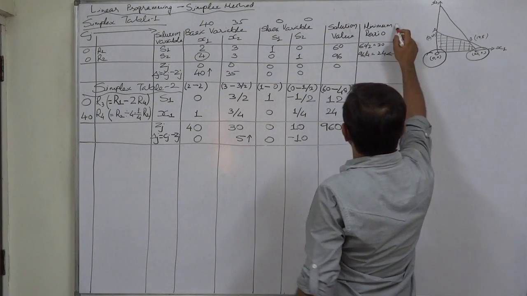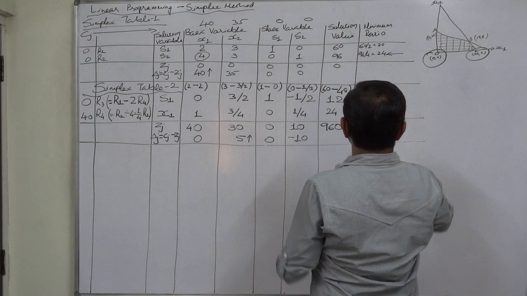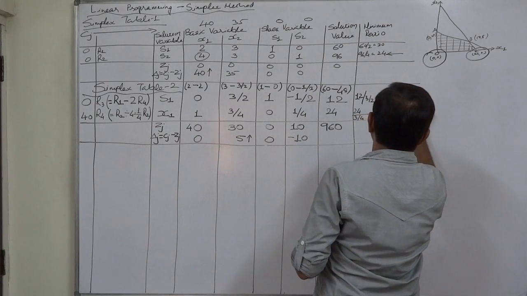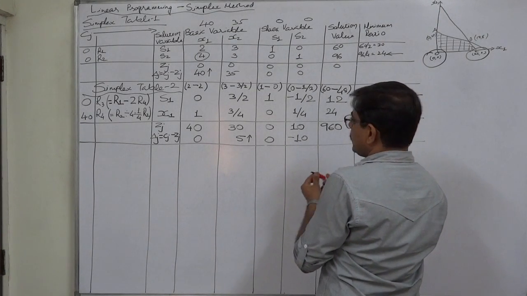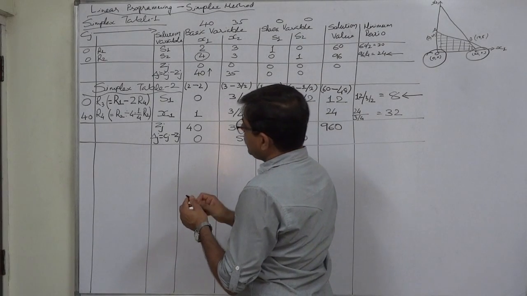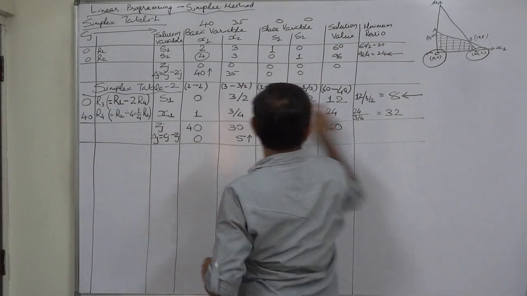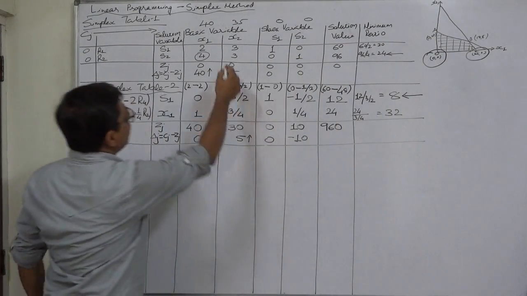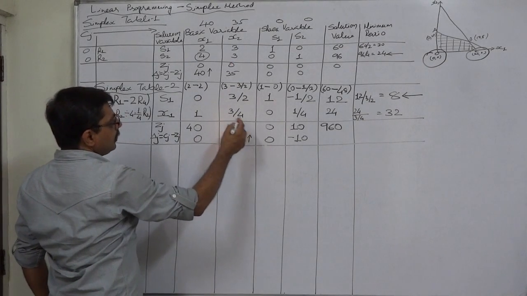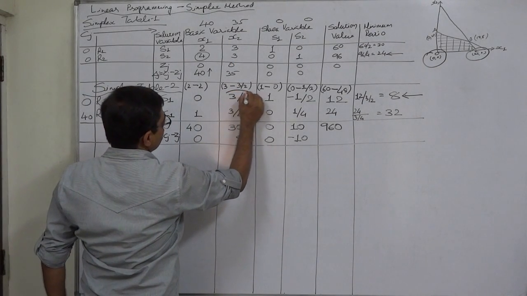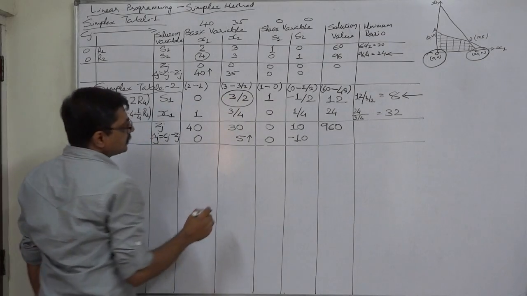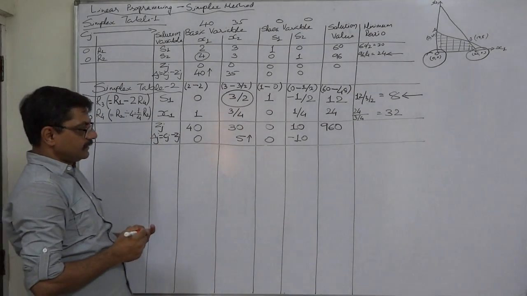As the name suggests, the minimum ratio is selected. So 8 is selected. That means row R3 is selected as the key row. The column of X2 was selected as the key column. Their common element is 3 by 2, which becomes the key element.